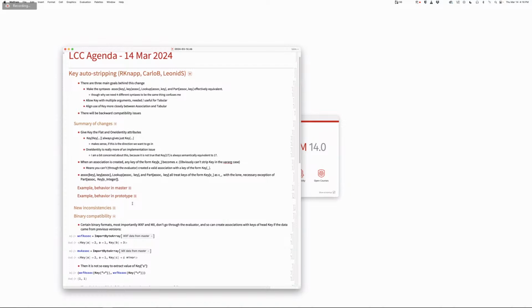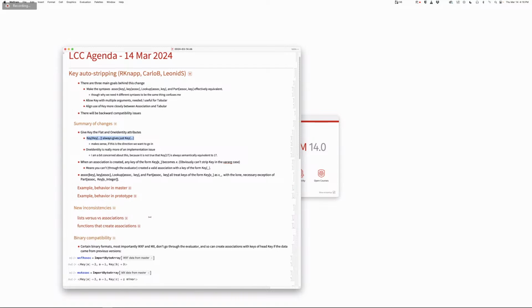Okay, can we zoom out for a minute? What are we trying to achieve here? Right. So there are the three design goals I mentioned: aligning these syntaxes, making tabular cleaner, and aligning it with association. That's what we're trying to achieve. There are backward compatibility issues, and we need to decide, are we okay with them or are they fatal? We can look at the two examples of the two behaviors, or we can look at the new inconsistencies and just muddle our way through those.